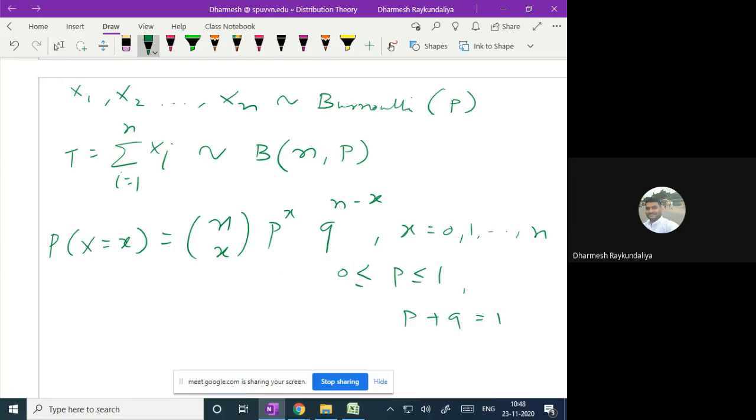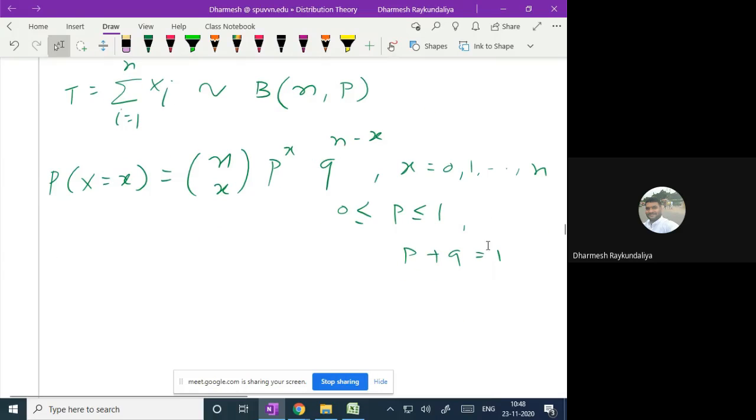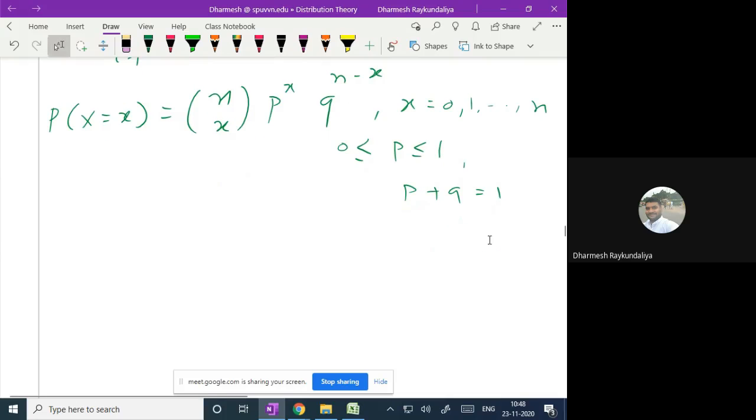So this is said to be a Bernoulli, binomial distribution. It's a probability mass function for a binomial distribution. And when you talk about the distribution, if this is about the discrete distribution, then you have to talk about the continuous distribution.